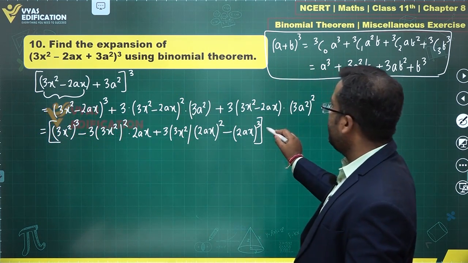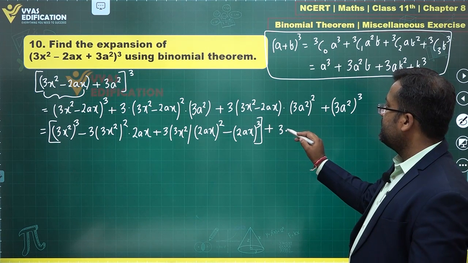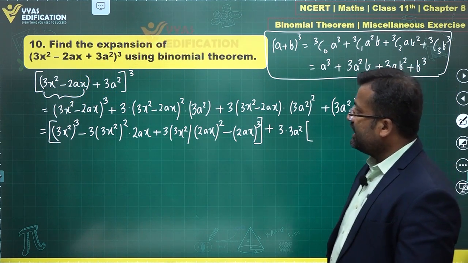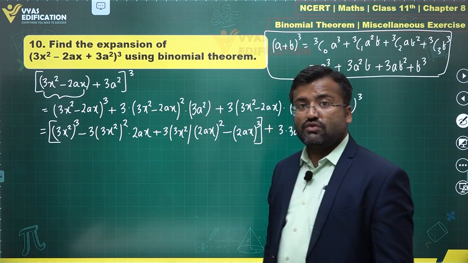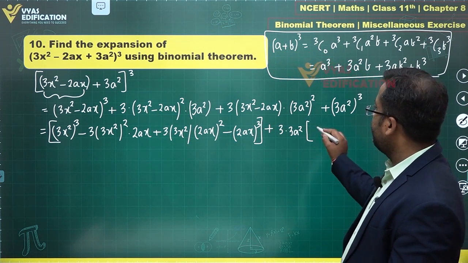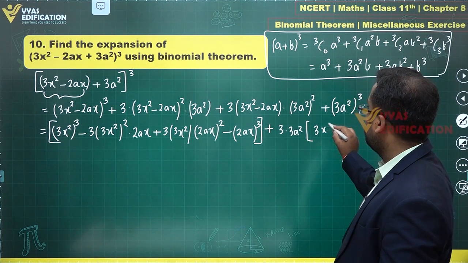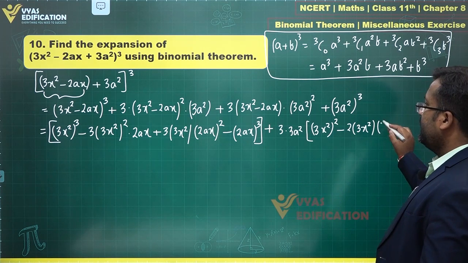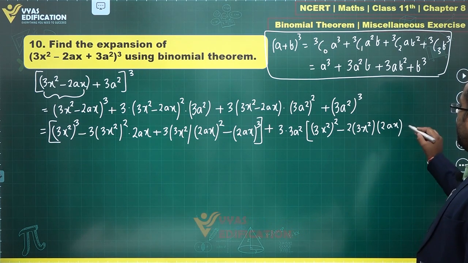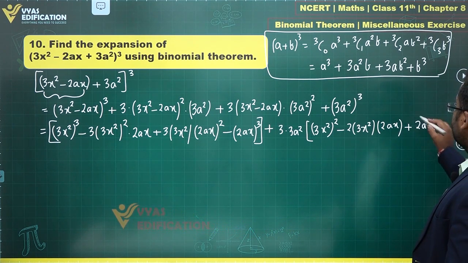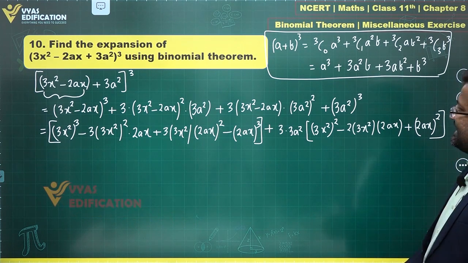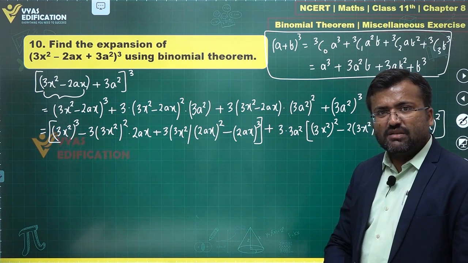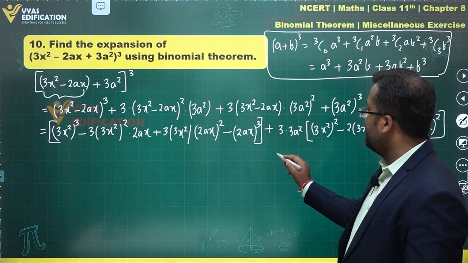Okay, the next term is plus 3 times 3a², which I already have, and then there's a huge term. What's that? (3x² − 2ax)², which is (a − b)², that is a² − 2ab + b², which is (2ax)². This is this term over here. What about these terms? These are pretty simple. Let's write them also down.